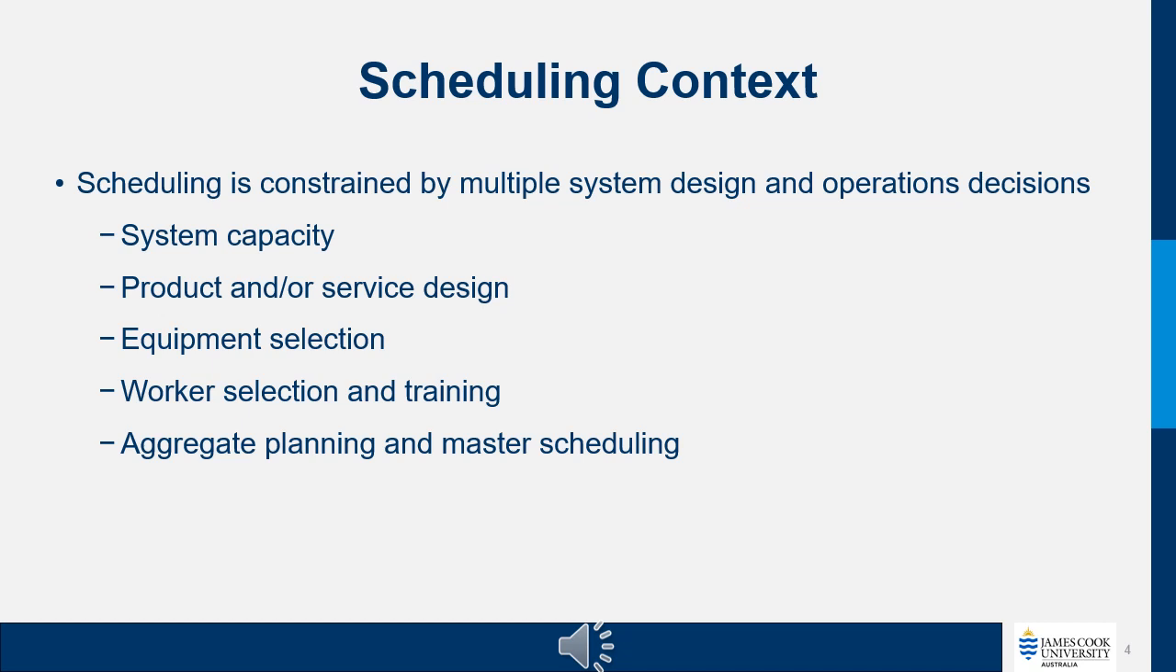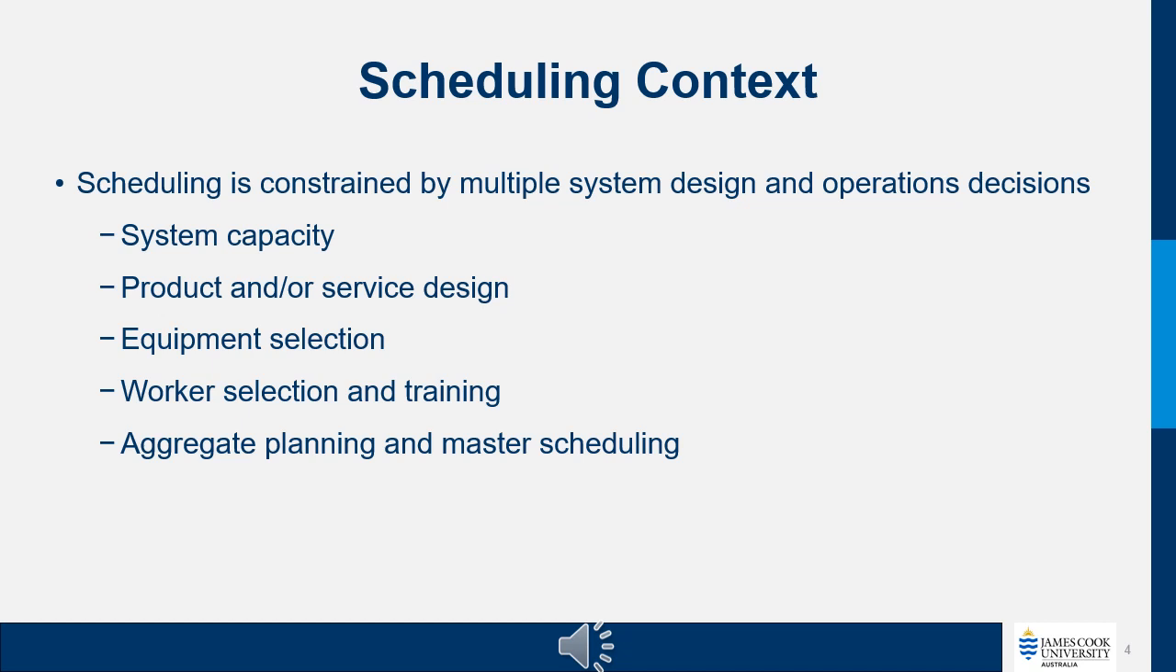Product and or service design decisions play an important role in scheduling. The characteristics of products and services such as complexity, volume, and customization can impact the scheduling requirements. Different designs may require different processes or different production processes and time frames which need to be considered when developing schedules. Equipment selection is another important factor here.